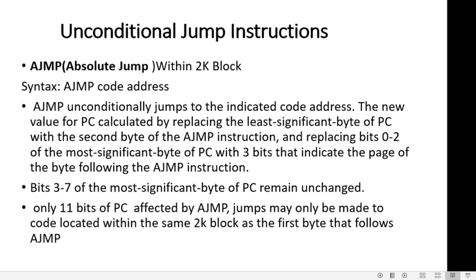How is the address calculated? We see that it is calculated from the PC bits, where only 11 bits of the PC are affected by the AJMP instruction. So the target address is within the 2K block.